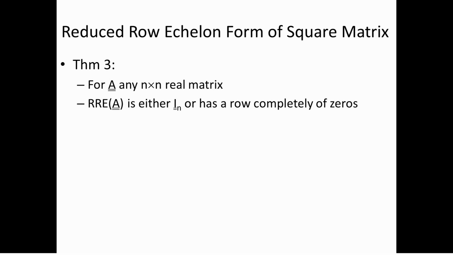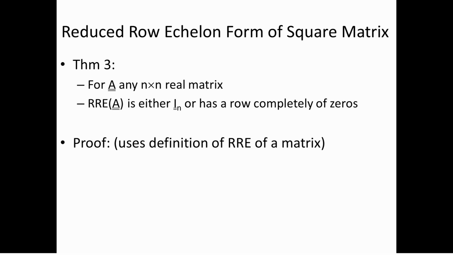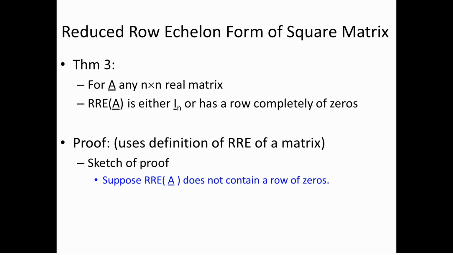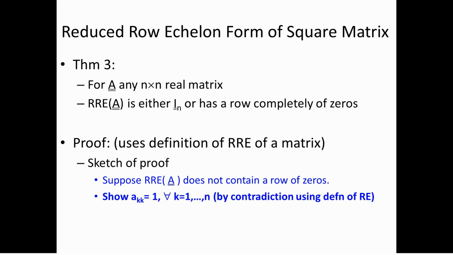I'm going to sketch out the proof, but I want you to do it. The proof uses basically the definition of the reduced row echelon form of a matrix. So we're going to say, suppose that it doesn't contain a row of zeros. Then we want to show that it has to be the identity matrix.